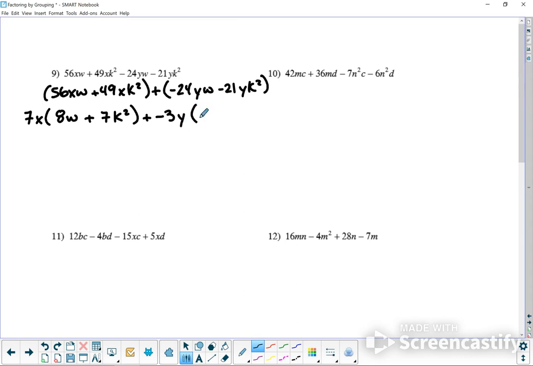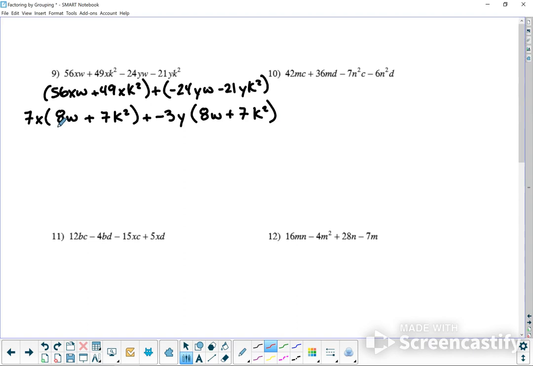And negative 24 divided by negative 3 is 8, which matches up with that. So 8w is left. And then negative divided by negative is positive. Negative 21 divided by negative 3 is positive 7. Take out the y, so k squared is left. And surprisingly, it does match up.